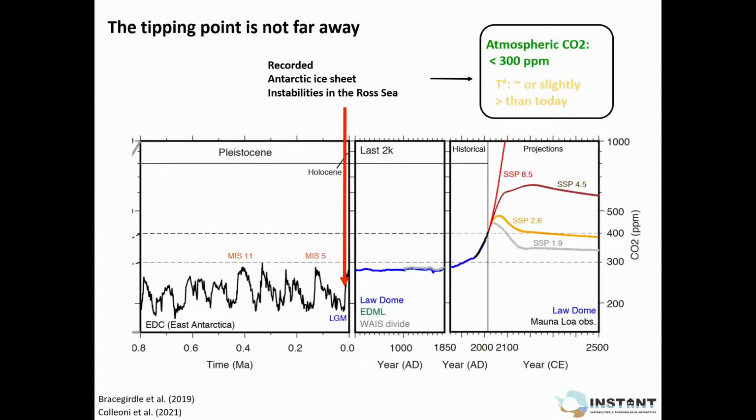Okay, so such instabilities we recorded in the geological records during the deglaciation in a CO2 context that is below 300 ppm. So this is far below what we have today, because we are above 400 ppm in the atmosphere. And so it's just a warning to say that this can happen also with very low CO2 concentration, and thus a temperature that is just slightly larger than today, or almost equal to today. So that's a really critical aspect that the paleo record can tell us.